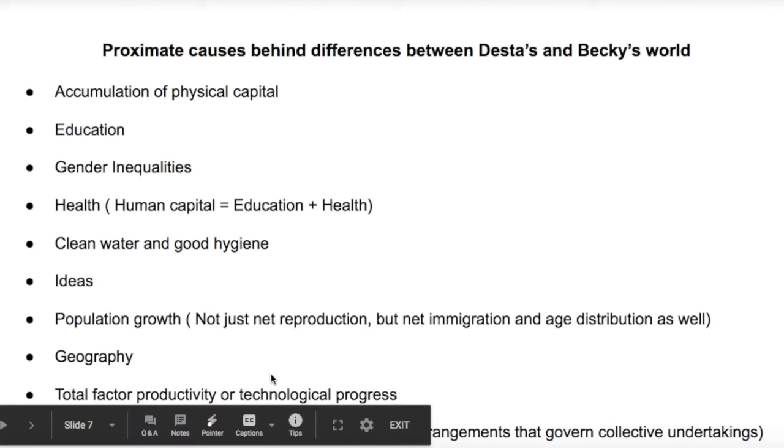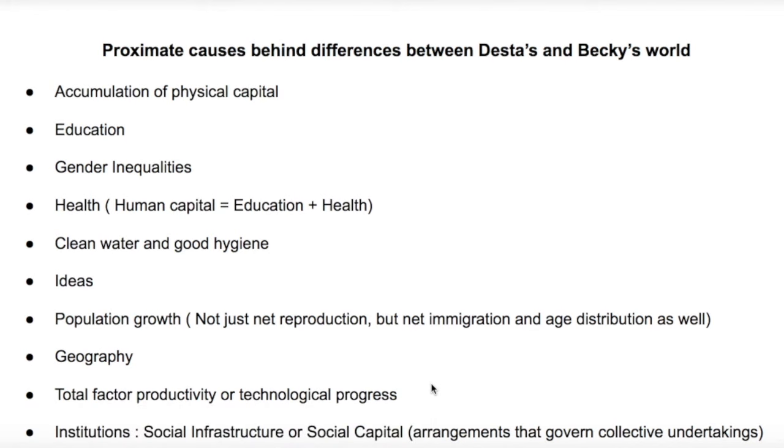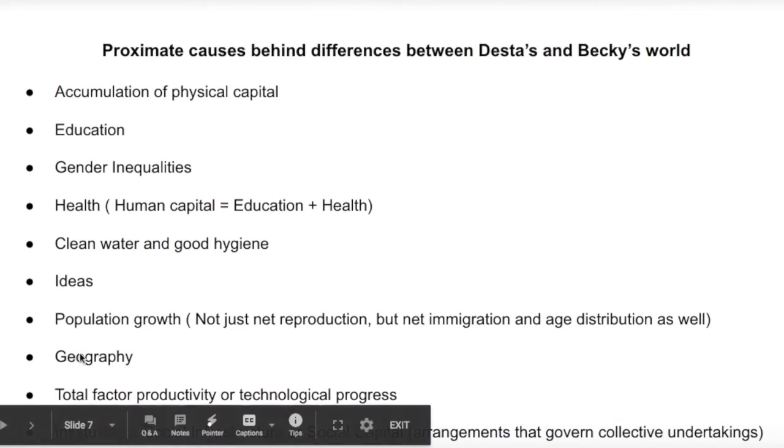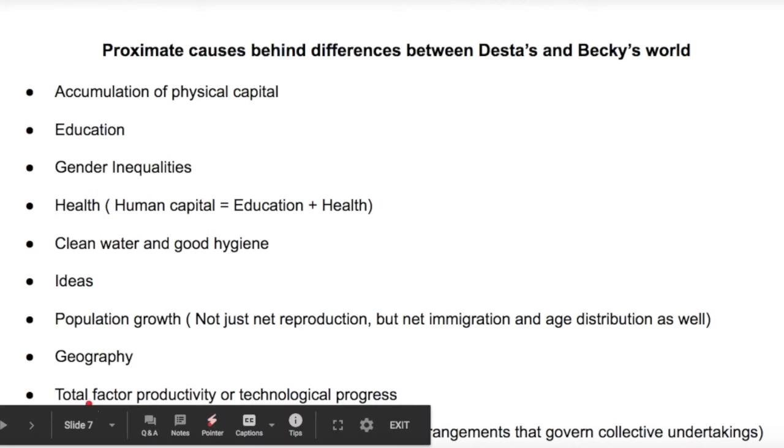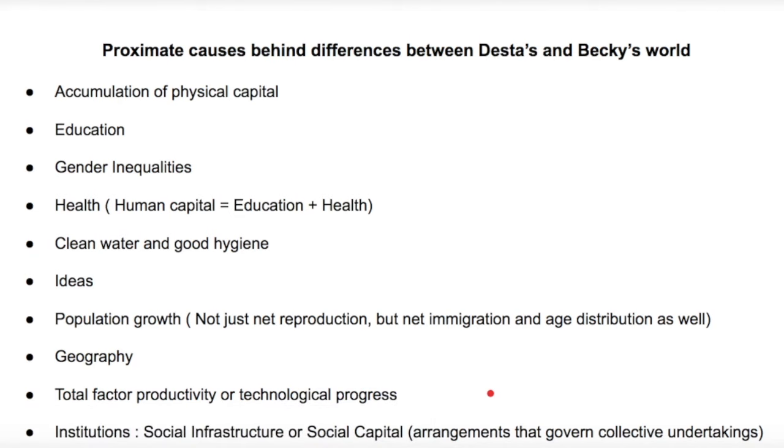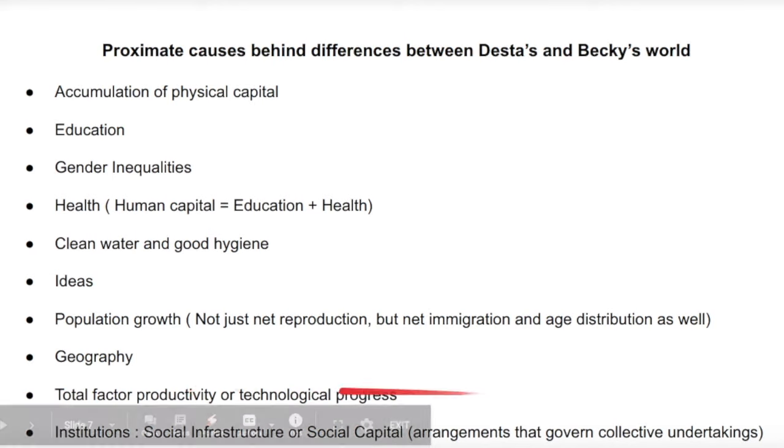Now, total factor productivity or technological progress. This is something that is left out. After accounting for all these factors that we've just looked at, anything that's left in the total growth percentage is explained by this factor, which is total factor productivity or technological progress. And it is also very evident that technological progress plays an important role in building up economic performance.